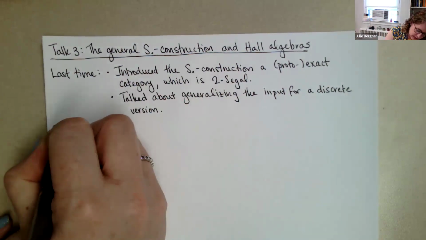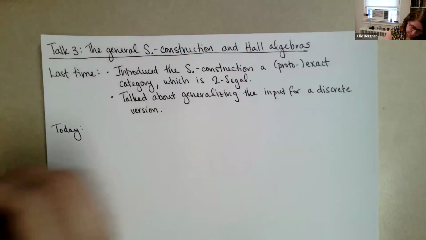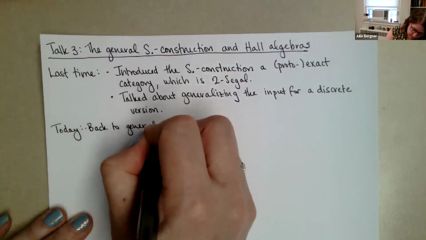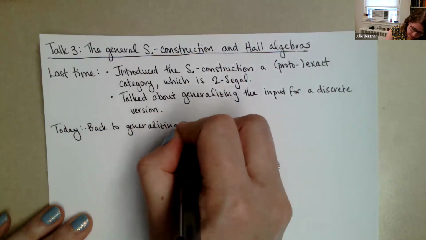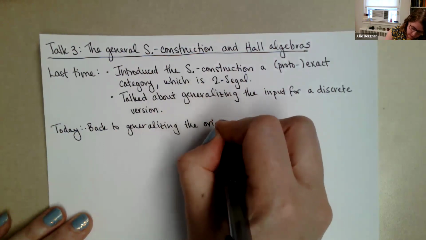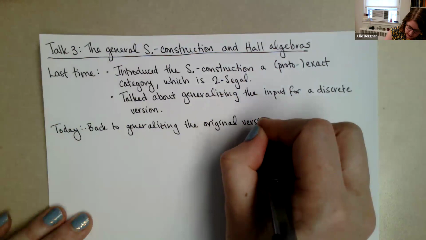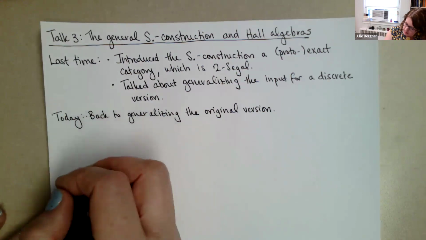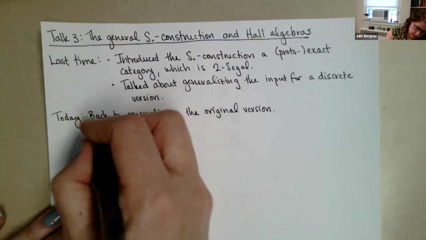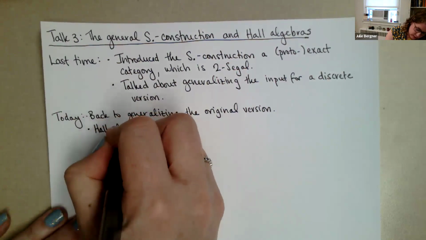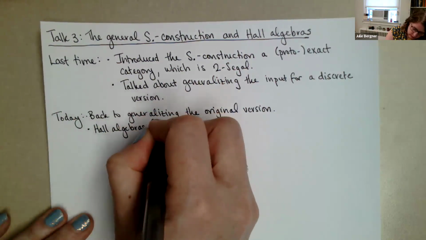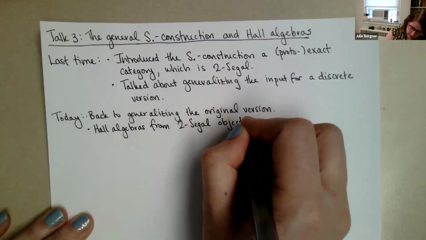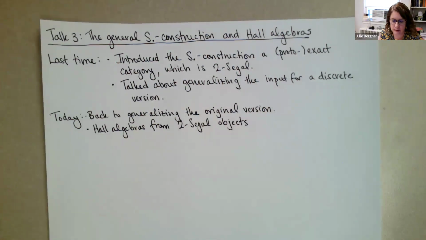So what I want to do today is, first of all, go back to generalizing the original version, which is the one that really arises from examples and things that we care about. And then the second thing is to talk about how to get Hall algebras from two seagull objects, which in some ways is a bit complementary to the S-dot construction.